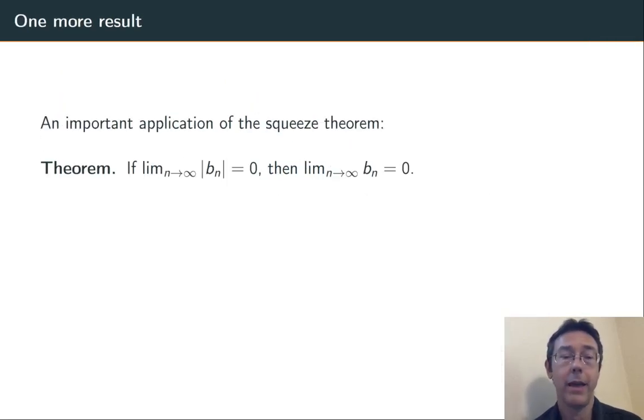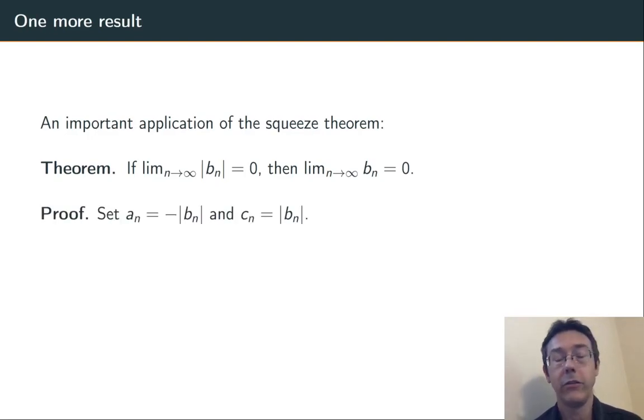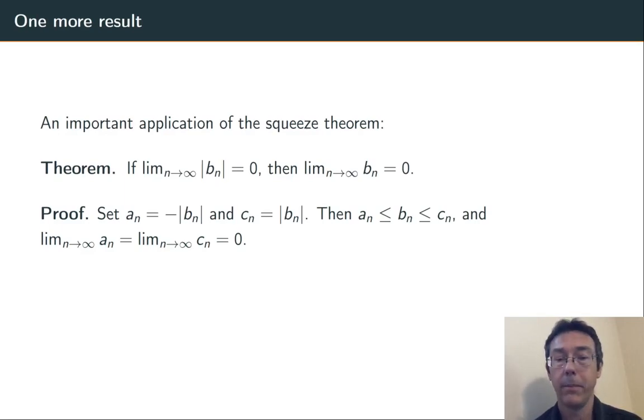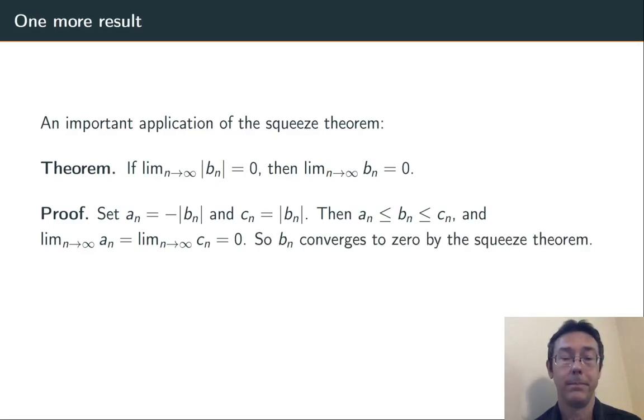Here's an application of that. If the limit as n goes to infinity of the absolute value of b_n is 0, then the limit as n goes to infinity of b_n is 0. So the idea is just to consider 2 sequences, negative the absolute value of b_n and positive the absolute value of b_n. Both of those are going to 0, just by hypothesis. Therefore, we can use the squeeze theorem, since the negative absolute value of b_n is less than or equal to b_n less than or equal to the absolute value of b_n, to conclude that the limit of b_n has to be 0 as well.